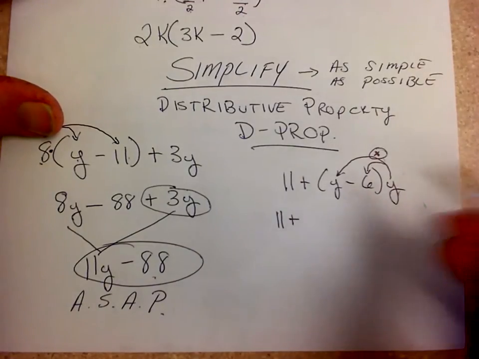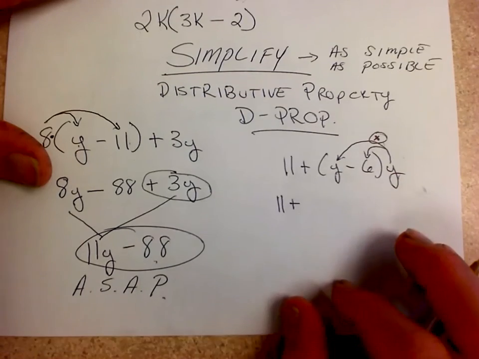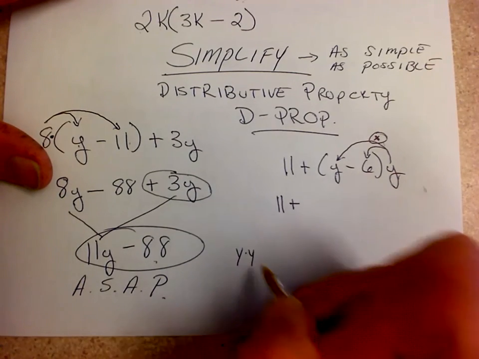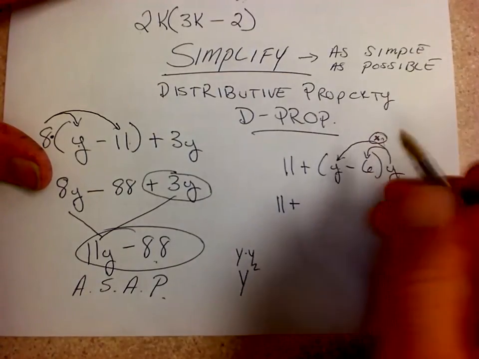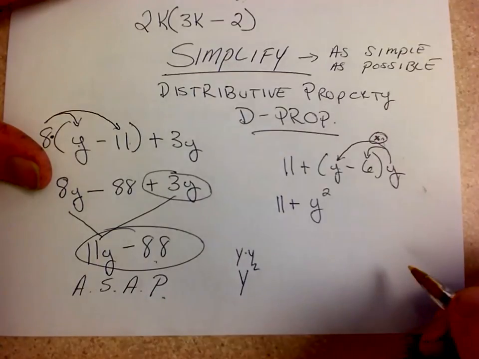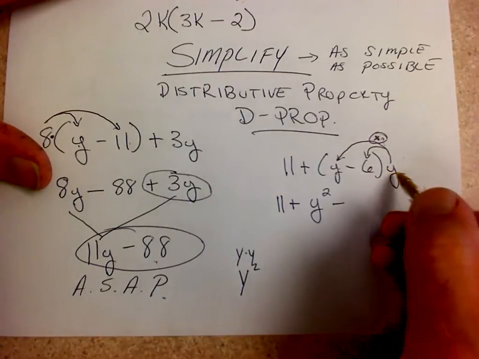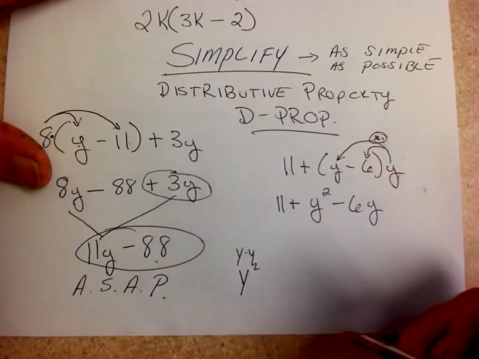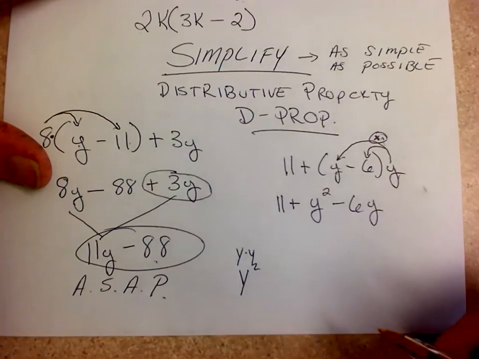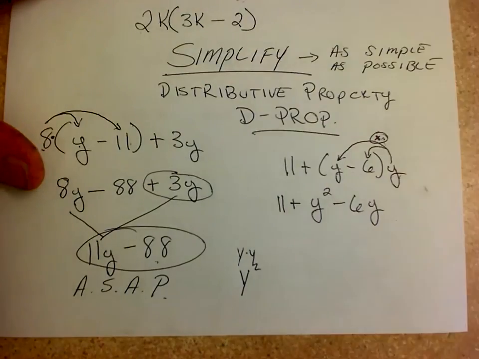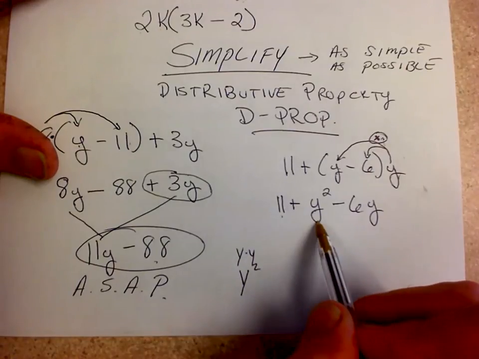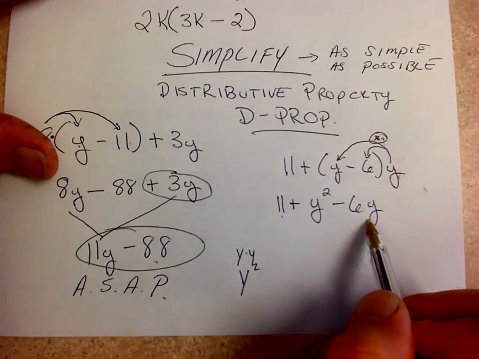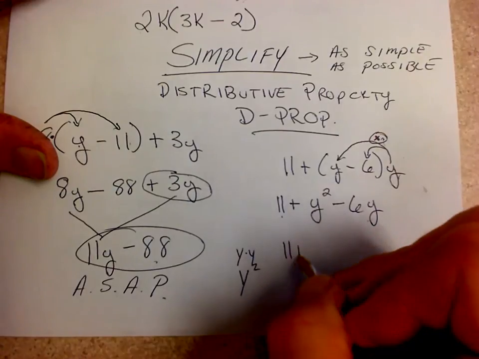So y times y. Shorthand version, y to the second power. Okay, so y times y, we can represent that as y squared minus y times 6. We can write that as 6y. So now we look. I have a whole number term. Nope, no like terms with that. So the 11 is going to stay.